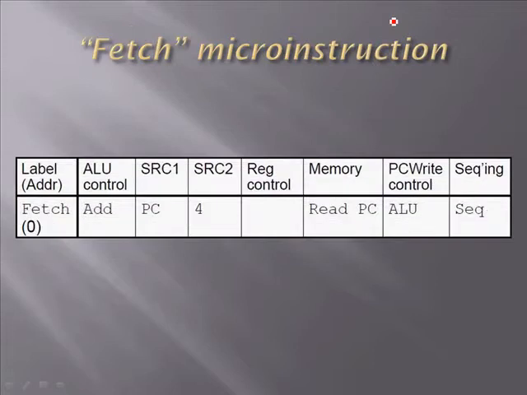Here's an example of a microinstruction. It is the fetch microinstruction. In the ALU control field, we set the value to add because during this stage, we want to add PC plus 4. That also explains the values for source 1 and source 2. Reg control is essentially a don't care because during this stage, we're not using the register file. Memory is set to read PC because during this stage, we're fetching an instruction from memory, hence we want to read the address stored in PC. PC write control is set to ALU because we want to write the output of the ALU to the PC, a la PC plus 4. And sequencing is set to the value SEQ, which simply means go to the next microinstruction in memory.